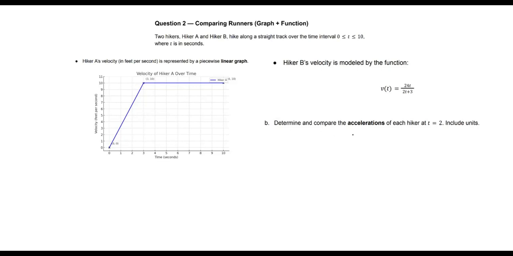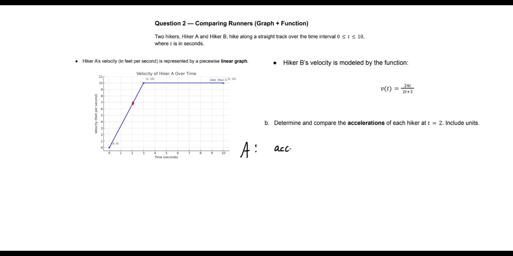B says determine and compare the accelerations of each hiker at t equals 2. Include units. Okay, well, let's start with hiker A. This is a graph of velocity. We want acceleration, so we have to think about the derivative. So really, all we have to do is consider what would the tangent line slope be when t is equal to 2. And all we have to do is just think about the slope of this line. That's the beautiful thing about straight lines. They're very easy to work with.